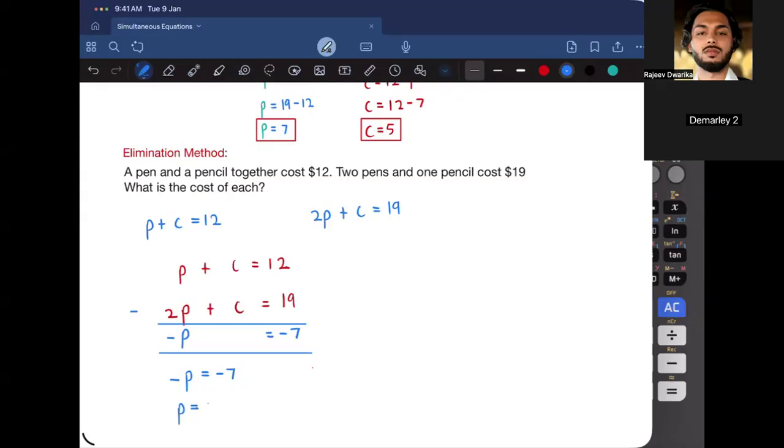P would be equal to 7. So, let me blow your mind for a second. If I overlap this with this, what does P take the place of? 7. So, P is 7.